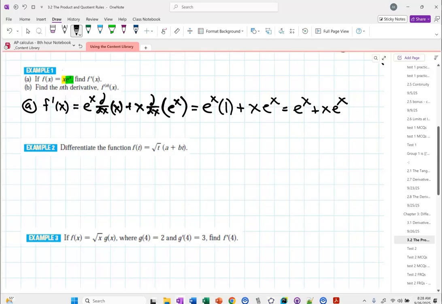Part B asks for the nth derivative of this. Can we actually compute that? No. What do you suppose we're going to do? We're going to take the second derivative and probably a third derivative and look for a pattern to see if there's a relationship between what we're getting and the level of derivative we're taking. And then just kind of make a guess at it. Is everybody okay with that plan?